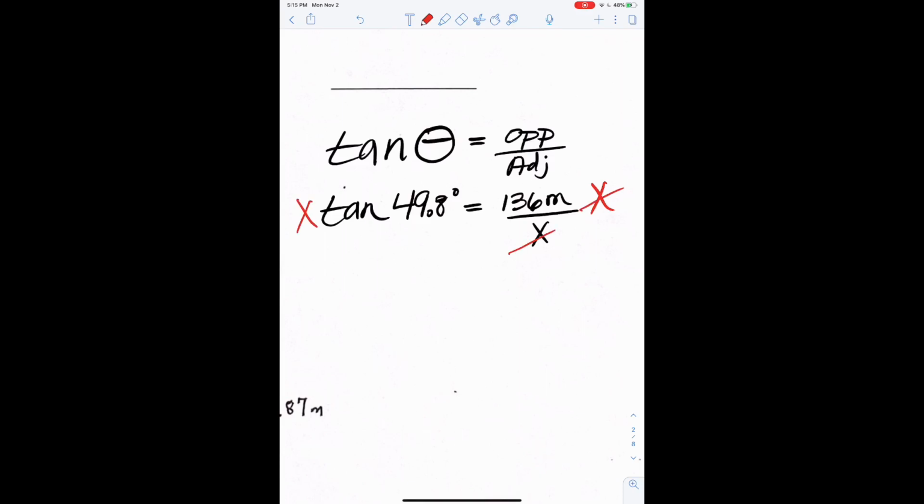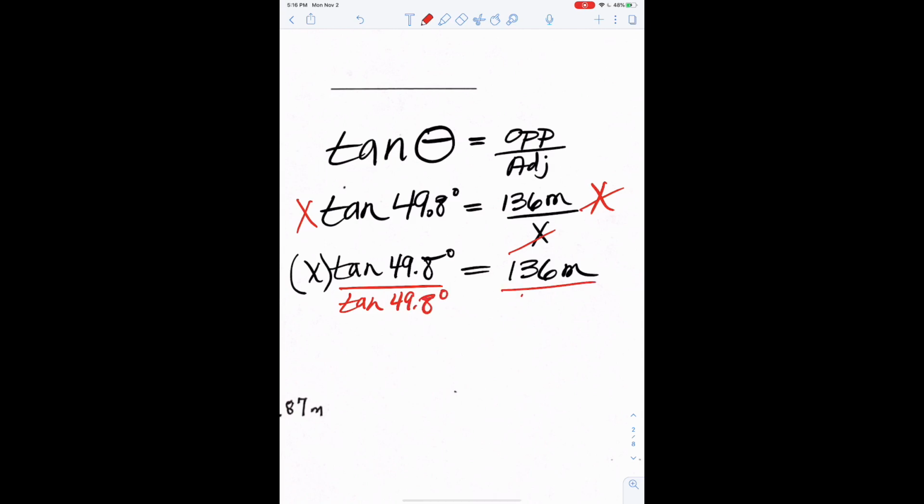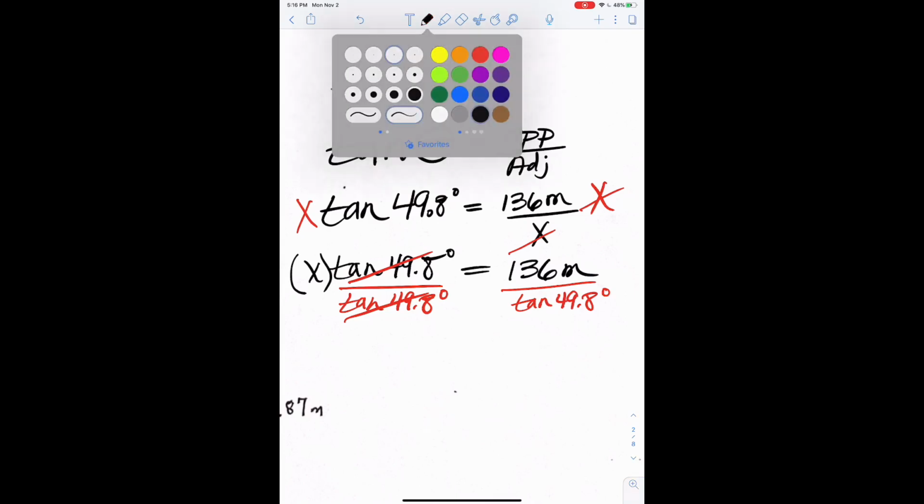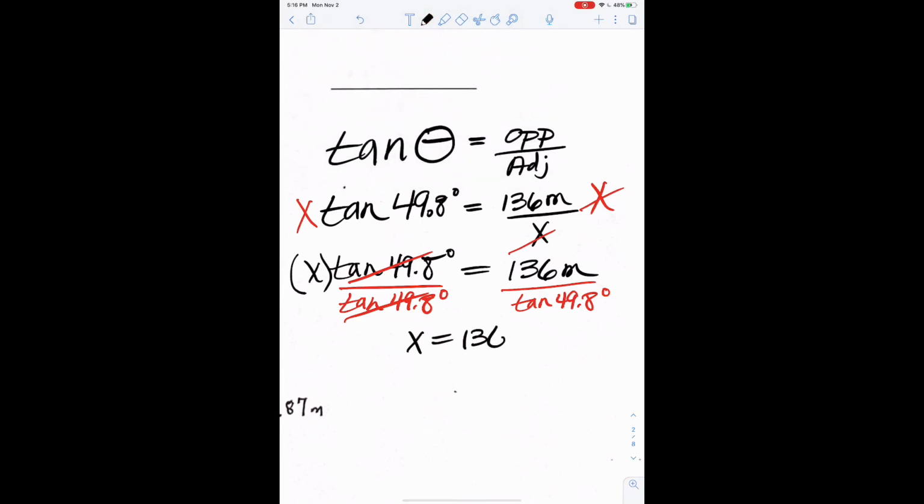Cancel, cancel. We can go ahead and rewrite, right? It's x tan 49.8 is equal to 136 meters. And then we have to get x alone, right? So we have x just over here, but it's next to this tan 49.8. So I'm going to go ahead and divide by tan 49.8. All right, so we end up canceling these, and we get x is equal to 136 meters over tan 49.8.